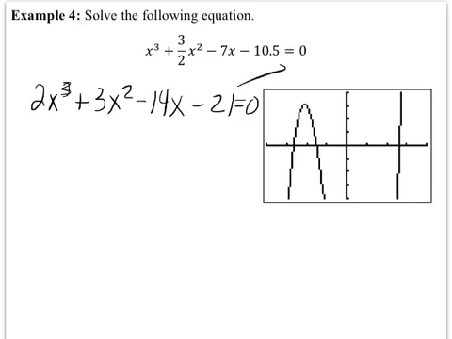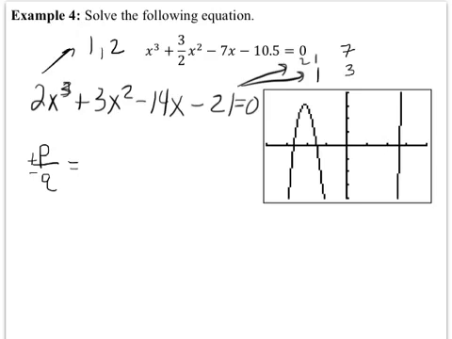Well, the factors of this are going to be 21, 1, or 7 and 3. So we have 4 possible p values. The q values, we have just 1 or 2. So for this kind of problem, we have to think to ourselves, let's list all the possible p's over q's. So we start by listing the p values.